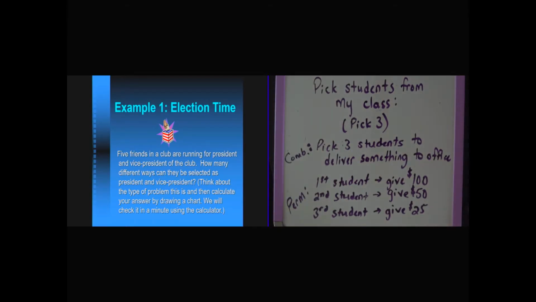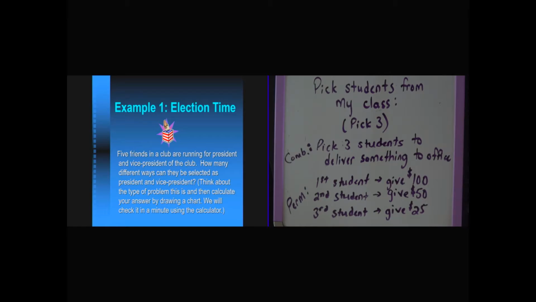In this one, it says you've got 5 friends in a club and they're running for president and vice president of the club, okay? So there's only going to be 1 president and 1 vice president there. It says how many different ways can they be selected as president and vice president? So I want you to think about the type of problem this is, and then we'll calculate our answer by drawing a chart, and then later we'll talk about how to use the calculator or Desmos to figure that out.